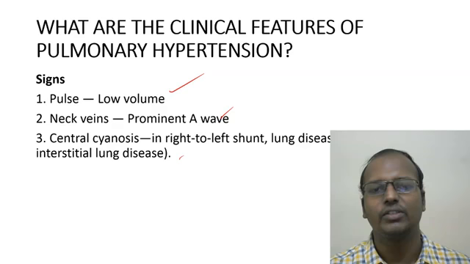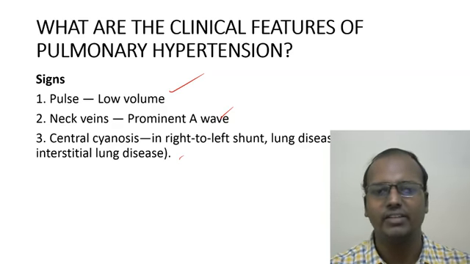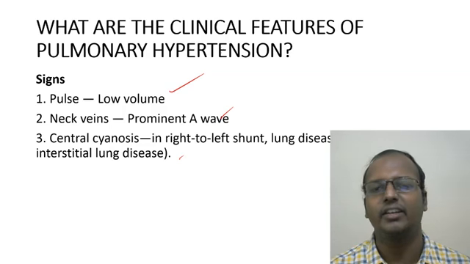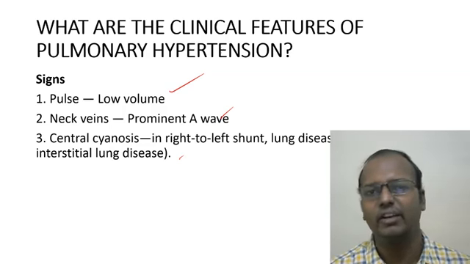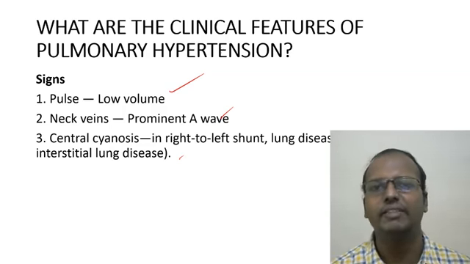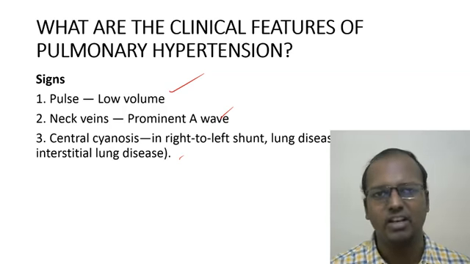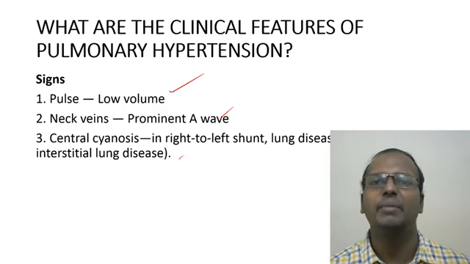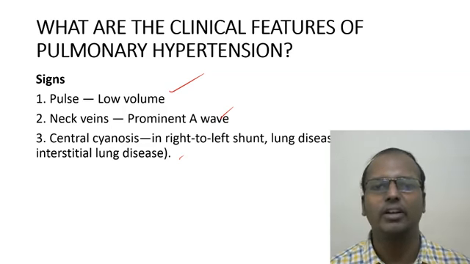Central cyanosis can occur especially in right to left shunt and lung diseases. What is right to left shunt? Left to right shunt is your oxygenated systemic circulation mixing with your pulmonary circulation. That is called left right shunt. How does right to left shunt occur? If the blood from the right ventricle, which is your deoxygenated blood, is not getting oxygenated while it passes through your pulmonary circulation and mixes going into the left side of the heart, that is called your right to left shunt.